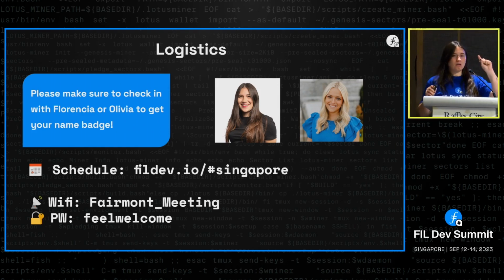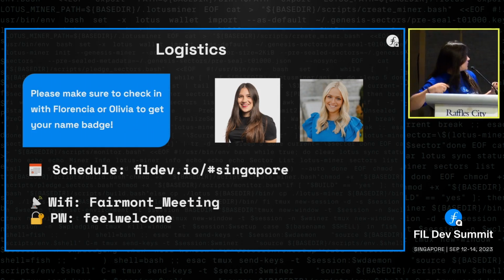You can find the Wi-Fi password on each table as well. You can see it here as well. Feel welcome. Yeah, as Molly showed in there. You can also find it at the check-in area, the Google Calendar as well for this whole schedule, and you can find it on the website over there.